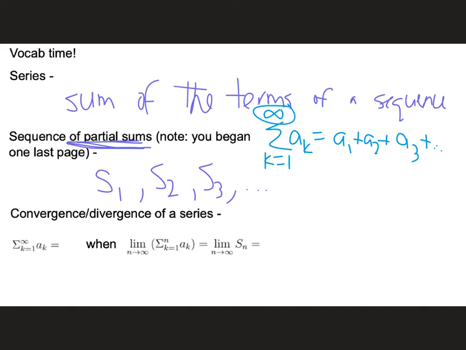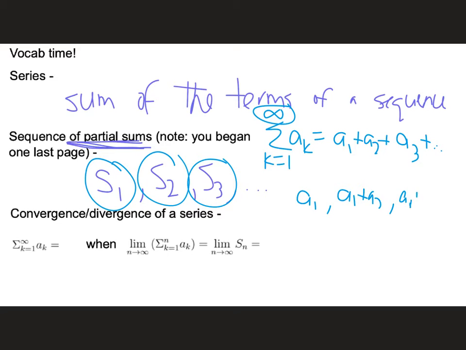So then the partial sums are going to be, like this one's going to be a1. This one's going to be a1 plus a2. This one's going to be a1 plus a2 plus a3, etc. So we just keep going. So that gives us a little bit of that notation.